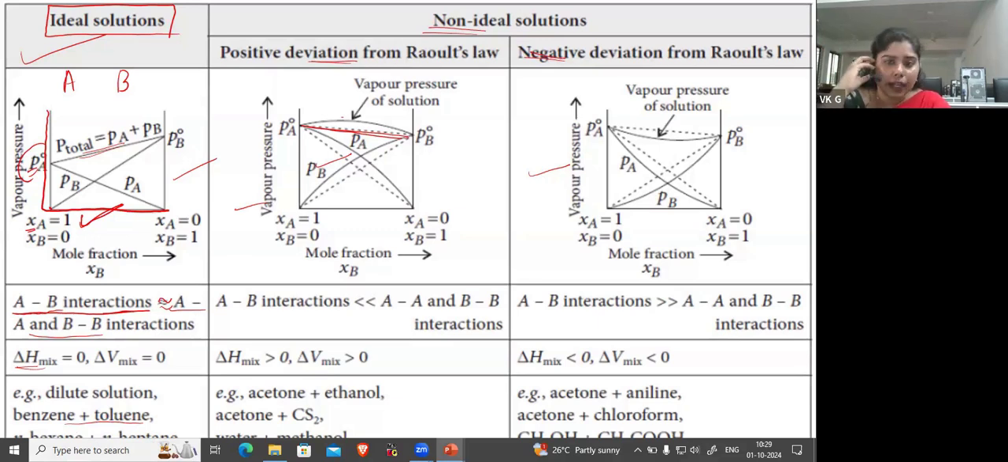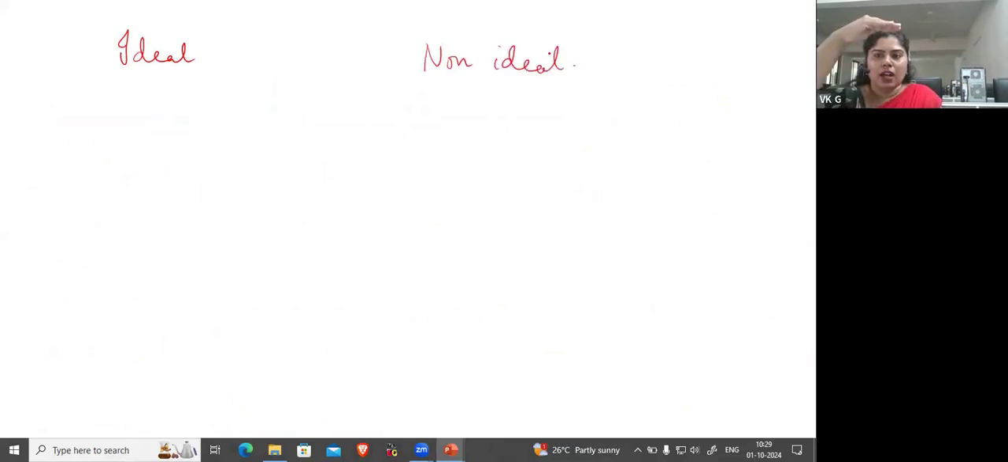Okay. Next, you have something called non-ideal solution. Moving on to non-ideal solution, so this should be okay with you. What is an ideal solution? Let me just club it up together for you. With respect to non-ideal solution, there were two types. One is the upper graph, that is positive deviation, and the other, where the vapor pressure is reduced, is called negative deviation.